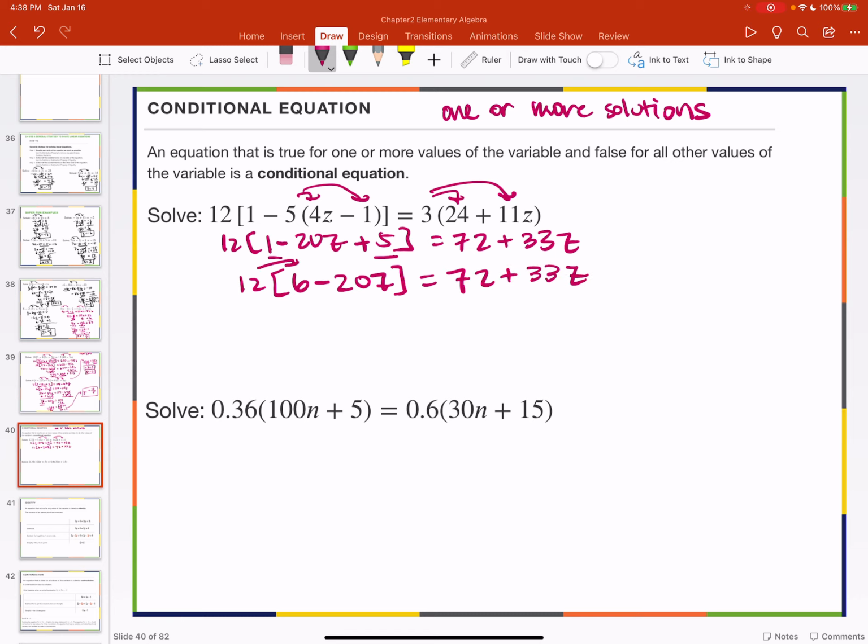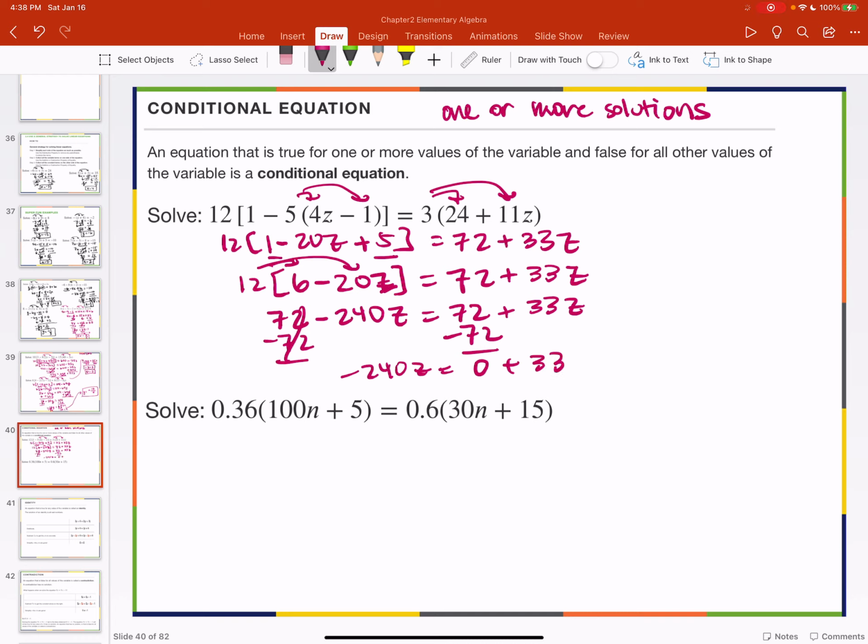Okay, let's distribute that 12. We get 72. 12 times 6 is 72. This is a z, by the way. And then 20 times 12 is going to be 240. Negative 240z is equal to 72 plus 33z. Okay, so if I subtract 72 from both sides, I'm going to get negative 240z is equal to 0 plus 33z, yeah?